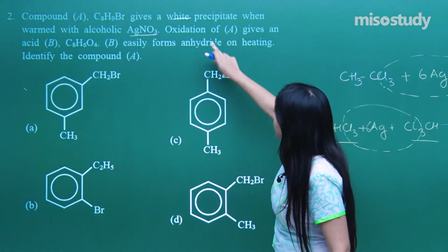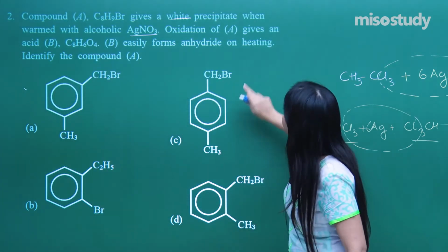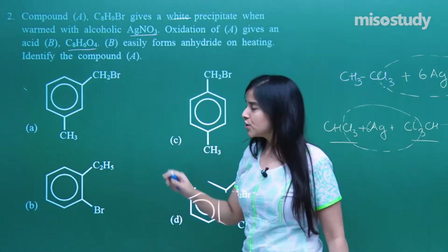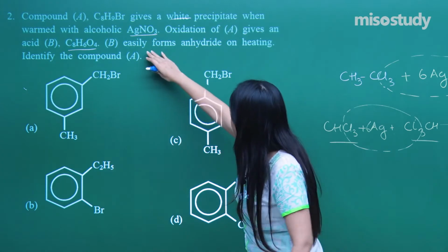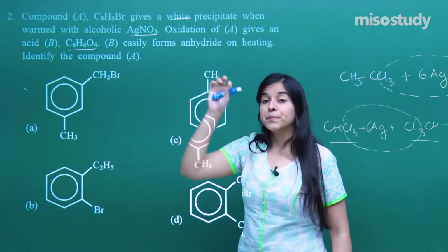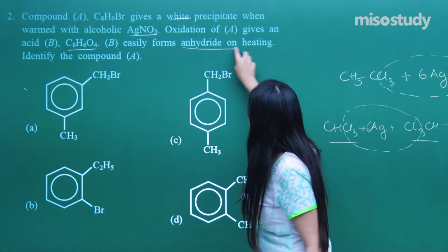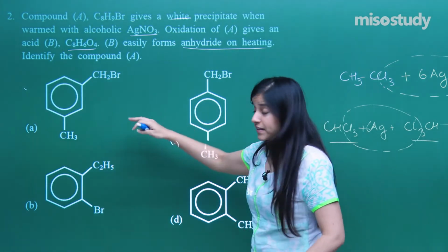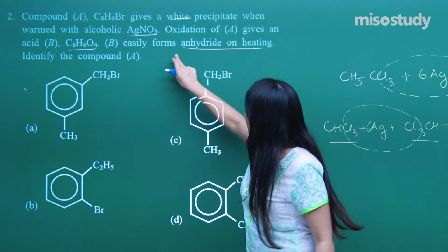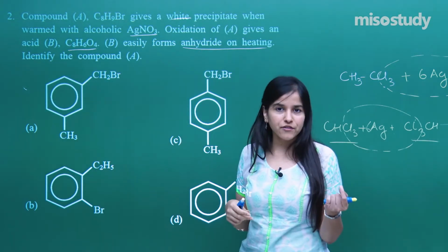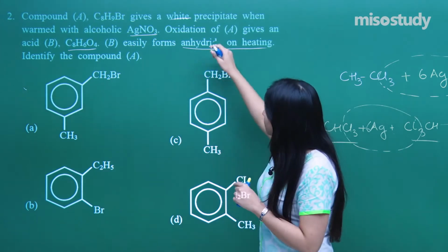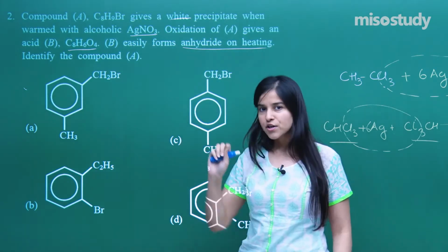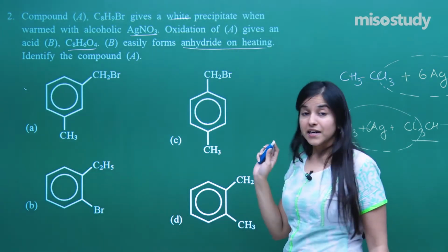Oxidation of A, that is the compound I need to choose, gives an acid. What is the acid over here? Such kind of an acid. We are not given the structure of the acid yet. Then that particular acid easily forms anhydride on heating. So which kind of an acid do you know which is aromatic also, and on heating it gives an anhydride? What kind of acids give anhydride? Carboxylic acids. And we need to have what? We need to have 2 carboxylic groups in order to form an anhydride. So that is for sure. So what would be the answer over here?